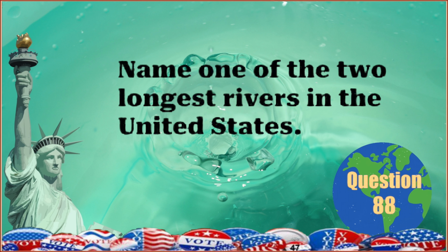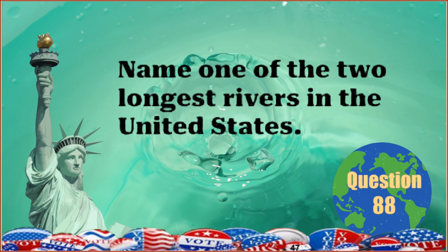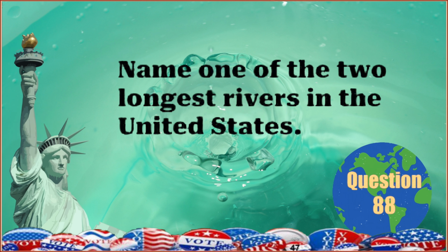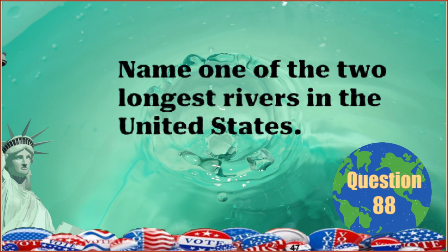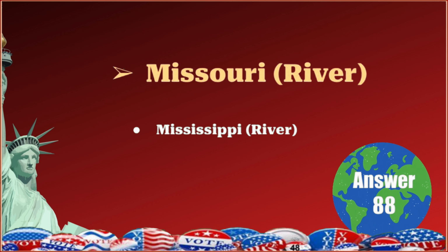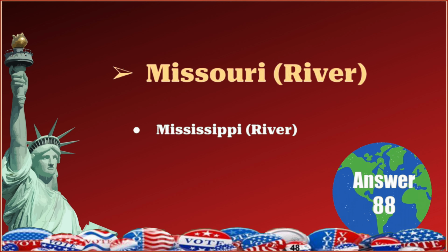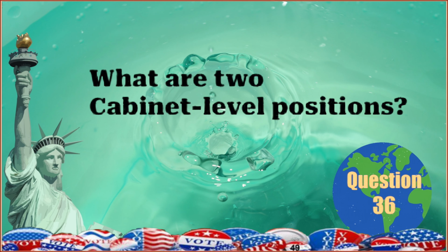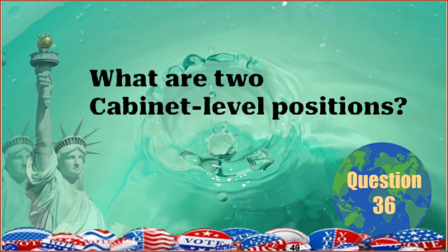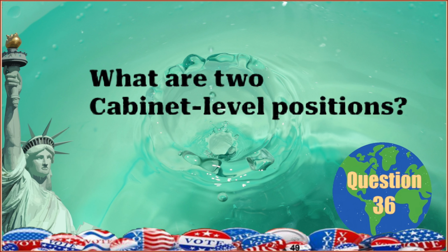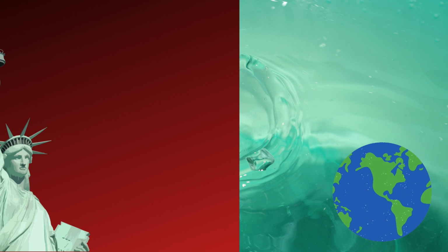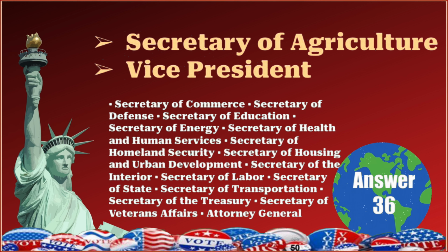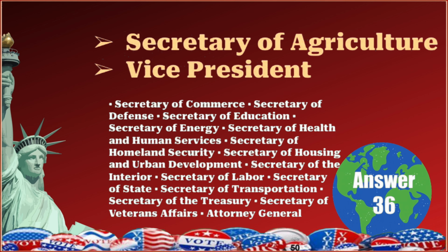Name one of the two longest rivers in the United States. Missouri River. What are two cabinet-level positions? Secretary of Agriculture. Vice President.